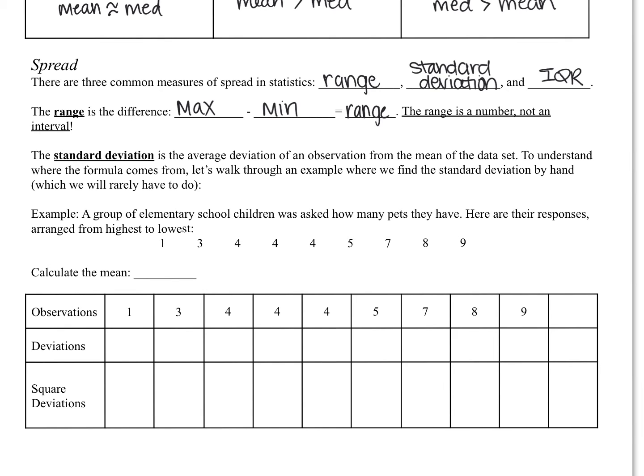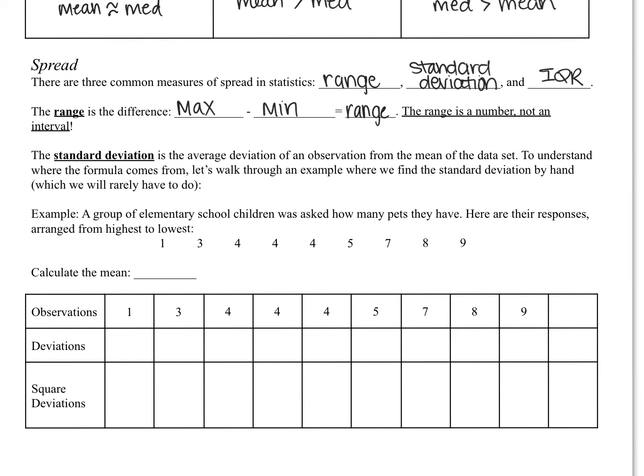Now, standard deviation is an average deviation of an observation from the mean of the data set. So in other words, standard deviation tells us how far on average each value is from the mean. So before I just introduce the formula and then walk you through an example, I'm going to walk you through an example first where we calculate standard deviation by hand so you understand the process. Then I'm going to introduce the formula.